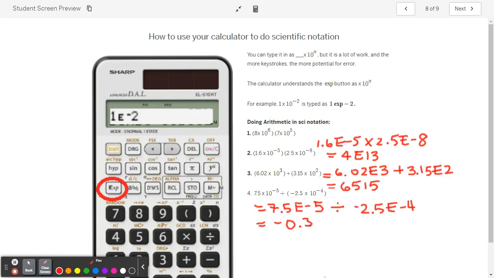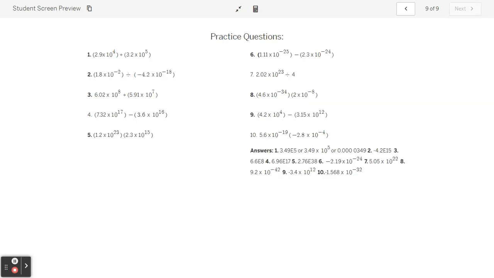Here are the answers for these practice problems. Please pause the video again, and you are going to try these practice problems on your own. The answers are here. I've written it both in the scientific notation way that you would normally write it, and I have also answered it in the way that you might see it on your calculator.